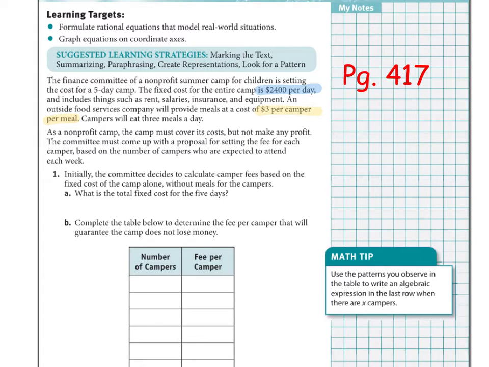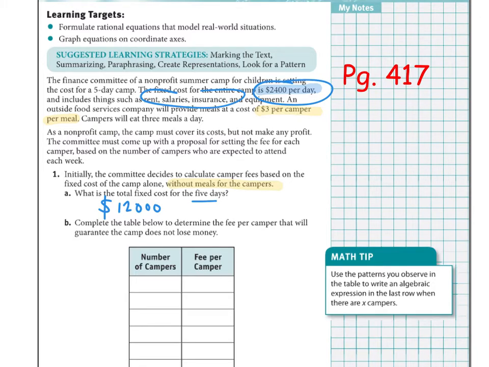Okay, so number one here, initially the committee decides to calculate camper fees based on the fixed cost, without the meals. So we're not going to worry about the meals for right now. If we think about the total fixed cost for the 5 days, they're telling us it's $2,400 per day, and if we do that for 5 days, 2,400 times 5, the total fixed cost is going to end up being $12,000. Again, that's not with meals. That's just covering the basics up here, just the fixed costs.